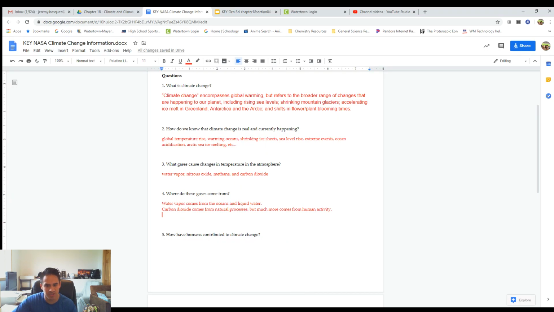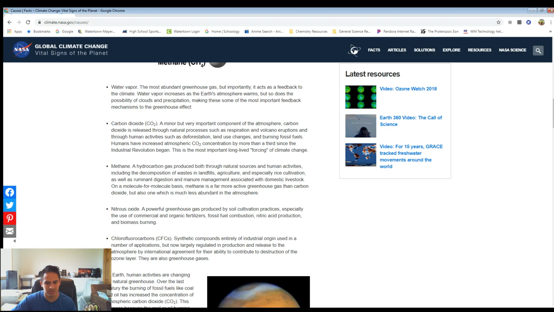So again, let's go back to our website, our worksheet here. So methane comes from natural sources, but also a lot from human activity. Human activities such as landfills, rice cultivation, and manure slash livestock, something like that. Okay, that's one word. Okay, and then the last one was nitrous oxide. So let's take a look at nitrous oxide.